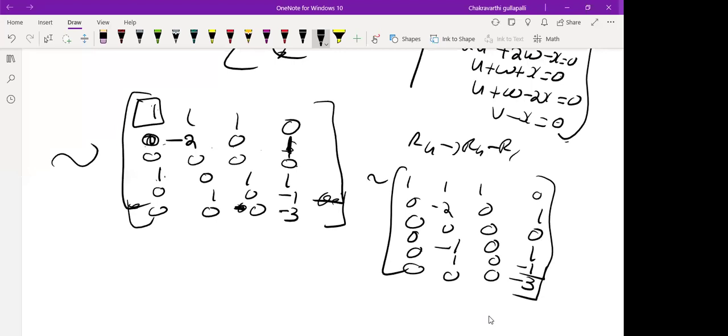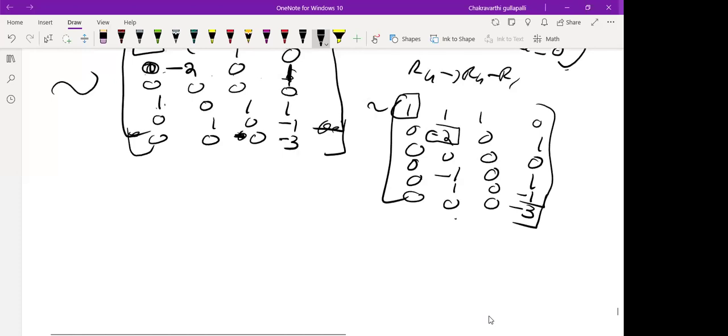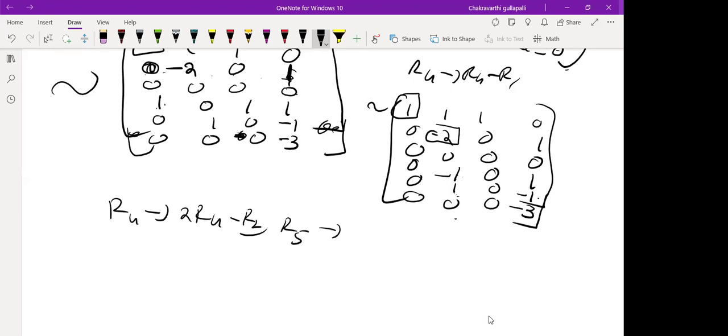So this is the leader, second row. Below that we have to make zeros. What is the operation we have to apply? This is R2. We have to make zeros here and here. Here you can apply R4 plus R5; if you add these two, you will already get 0. Directly, for R4 apply the operation 2R4 minus R2, and for R5 apply the operation R5 plus R4. First we'll apply R5 plus R4, then we'll apply the other.